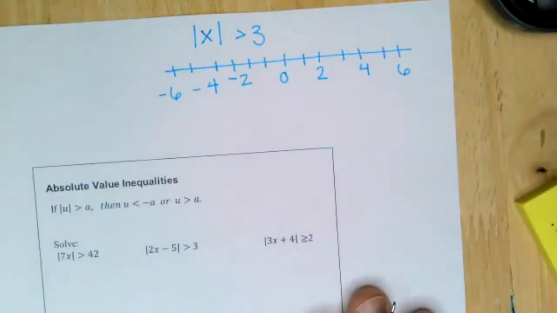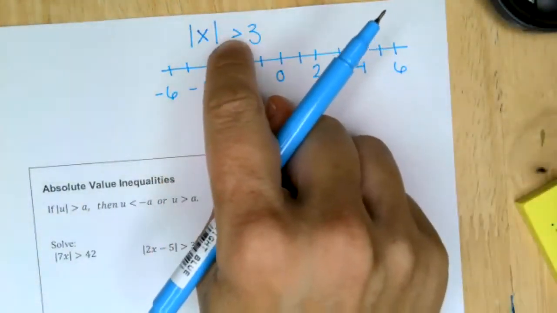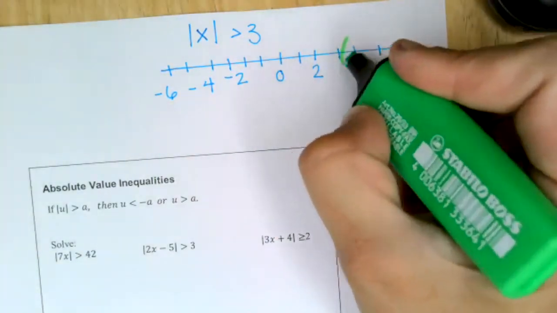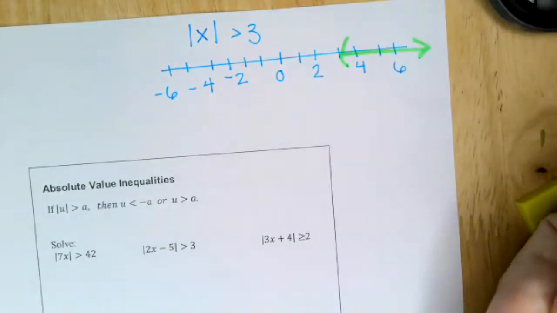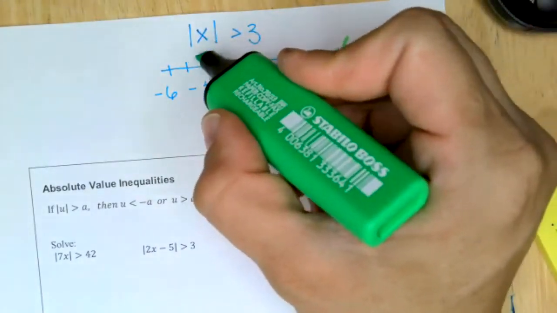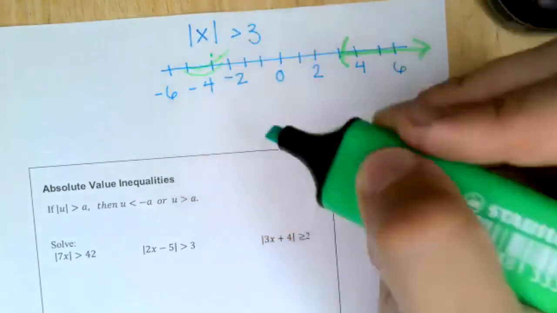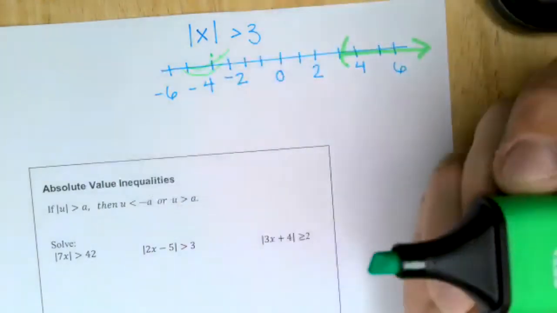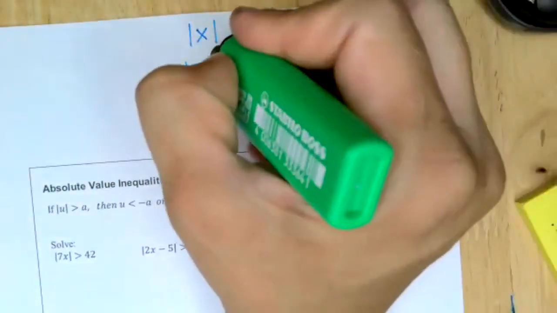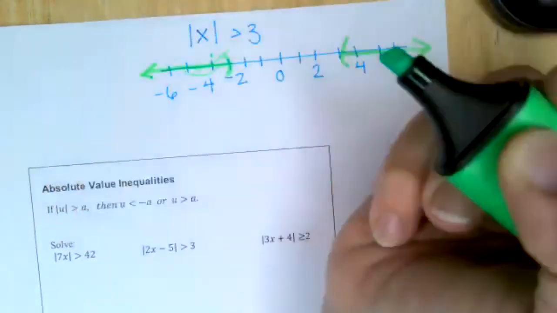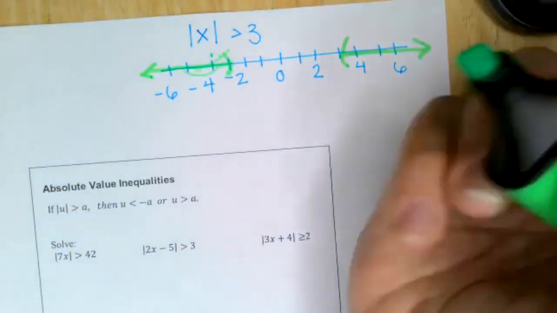-6. All right. Which of these is greater than 3? Obviously, everything over here, right? But also, if it's a bigger negative than -3, which is smaller, it will also be true, right? So I can also say right here that everything smaller than -3 will fit here.